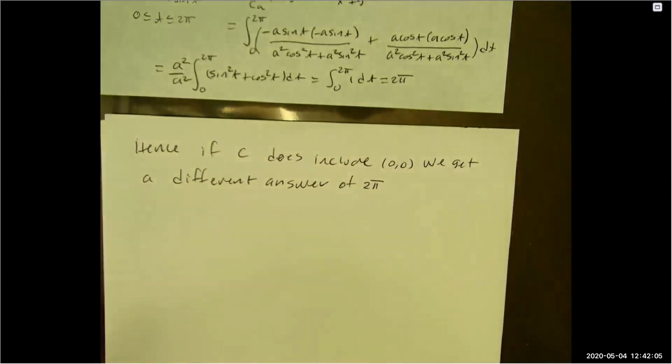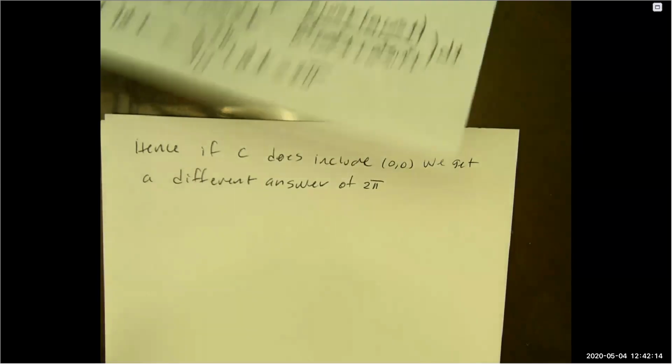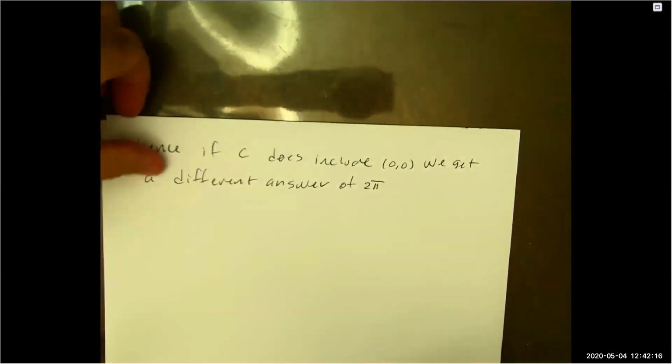So we get a different answer of 2 pi. All right, so I want to do one more thing before I end today. Before, we talked about the conservative test. Now that we have Green's theorem, we have everything we need to justify the conservative test, along with what I showed you last time. So let's go ahead and do that just to wrap things up on that end.